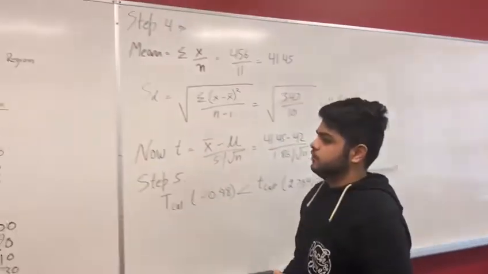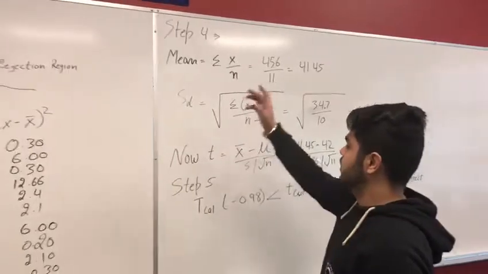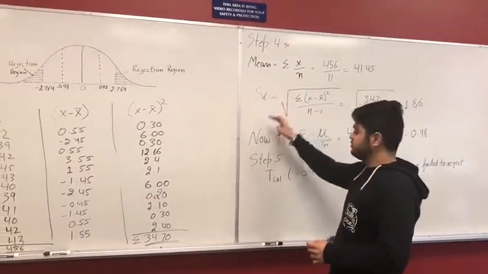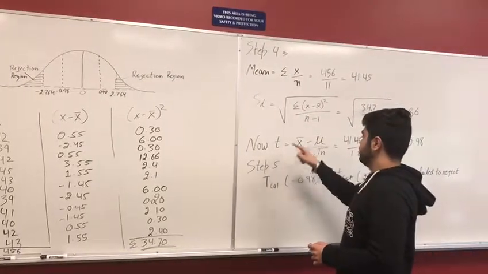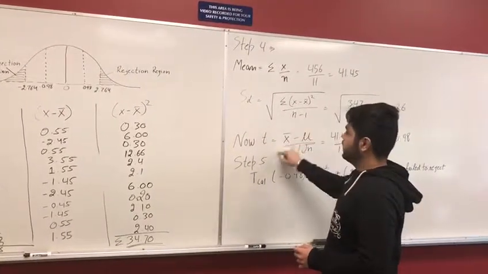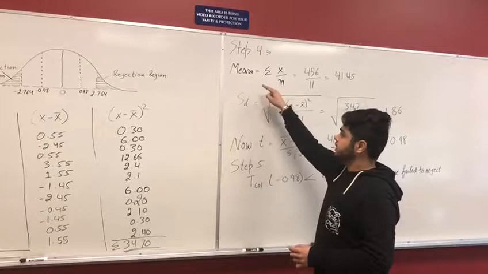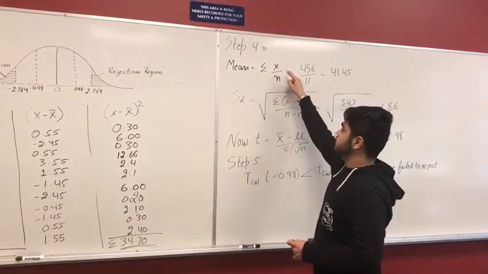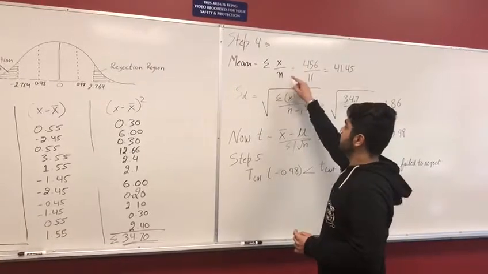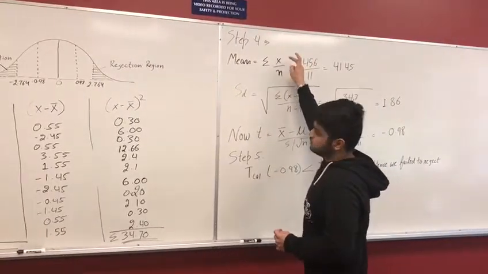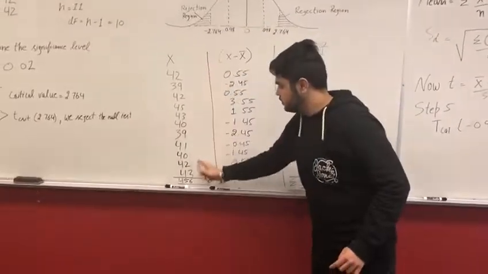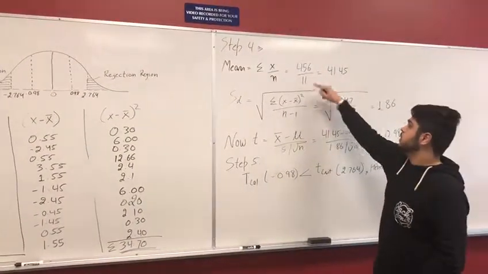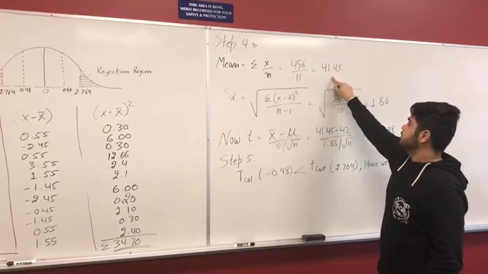Thank you. So after step 3, we need to calculate step 4. In this, we have to calculate the mean, standard deviation, and the t calculated value. For calculating the t calculated, firstly we need to find the mean and the standard deviation. For the mean, we have the formula: sigma of x upon n. So for sigma x, we need to add all these numbers, and the total comes to 456. Then we need to divide by 11. So we get the mean, which is 41.45.